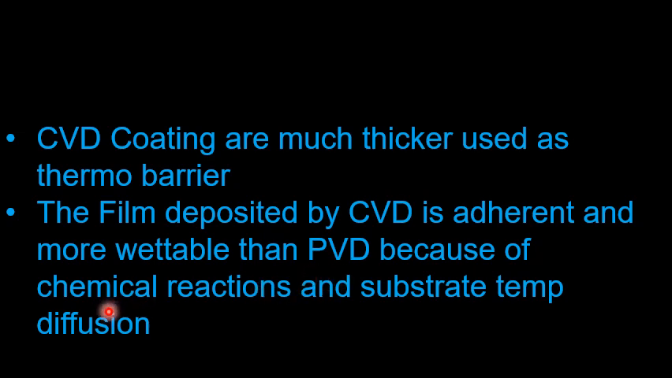Why do you get an adherent and wettable thin film by the chemical vapor deposition process? Basically, in the chemical vapor deposition process, a chemical reaction takes place on the surface of the substrate, which means that the chemical reaction at the surface may also cause diffusion with the substrate, and that makes the film more adherent and wettable. Whereas in the physical vapor deposition process, you basically physically deposit the precursor material onto the surface of the substrate without any chemical reaction, and that's the reason the CVD process is more adherent and more wettable as compared to the physical vapor deposition process.